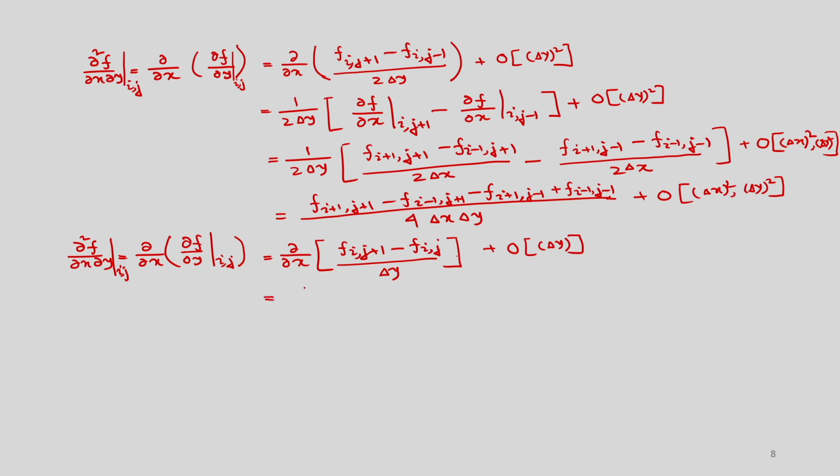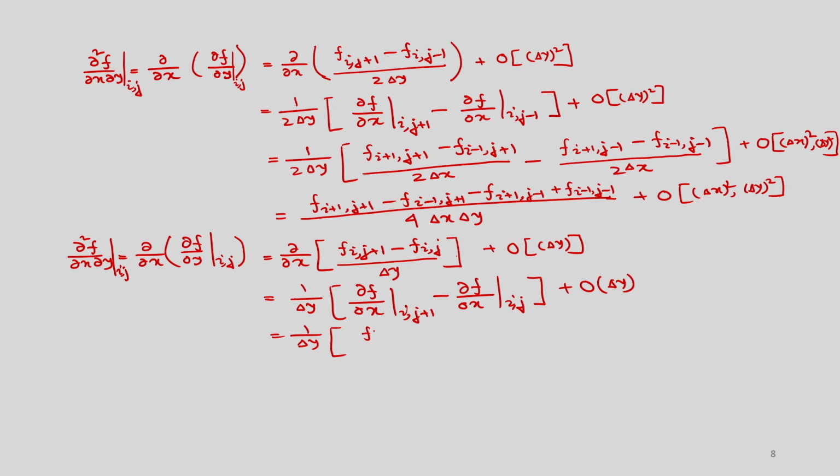Okay. So, similarly, you can write now 1 by Δy times [∂f/∂x at (i, j+1) minus ∂f/∂x at (i, j)], and the order of accuracy is Δy. So, now you have the first derivative with respect to x, and you use forward difference again for each derivative. So, you will get 1 by Δy, and using this ∂f/∂x, you will get [f(i+1, j+1) − f(i, j+1)] divided by Δx.